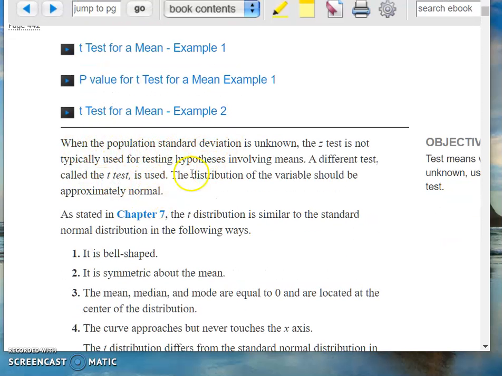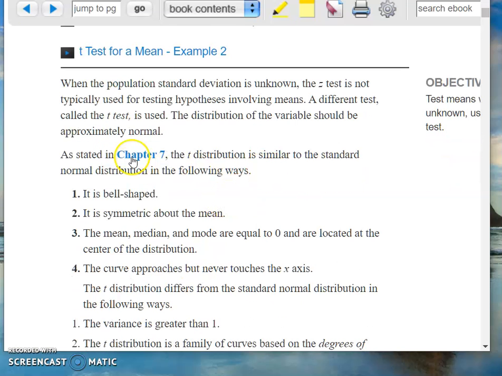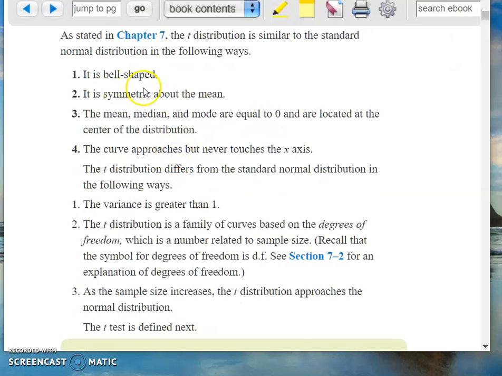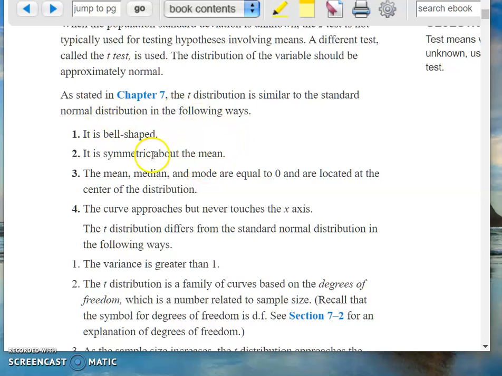When the population standard deviation is unknown, the z-test is not typically used. It's a different test. It's called the t-test. One of the requirements, however, is that the variable itself, the variable that you're dealing with, should be approximately normal, okay? And then here's some similarities between the T distribution and the Z, or the normal distribution, okay?